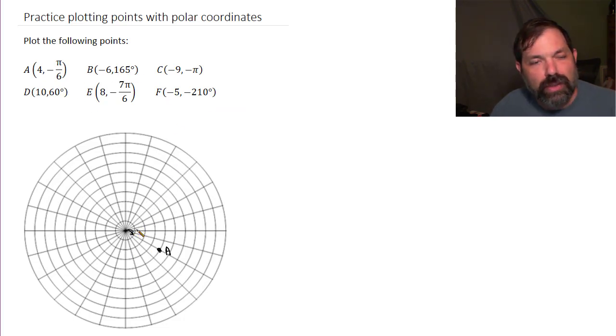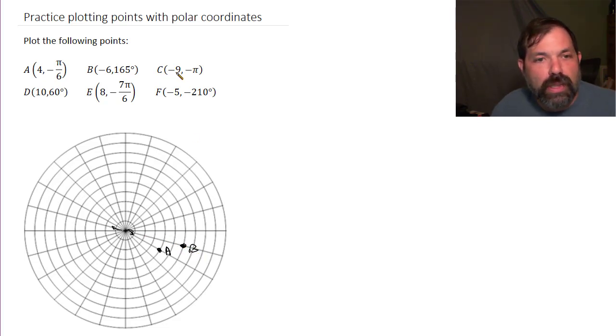The point B, negative 6, 165 degrees. Well, 165 is 180, take away 15. So I'm on this axis, and I'm on this axis now, but I've got to step backwards 6 steps. 1, 2, 3, 4, 5, 6. There's point B.